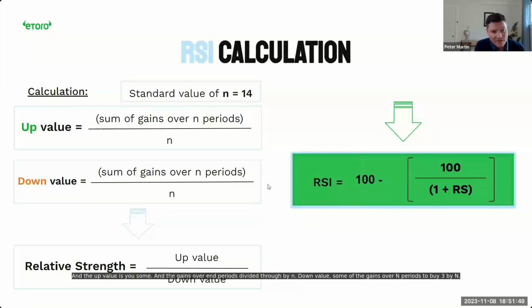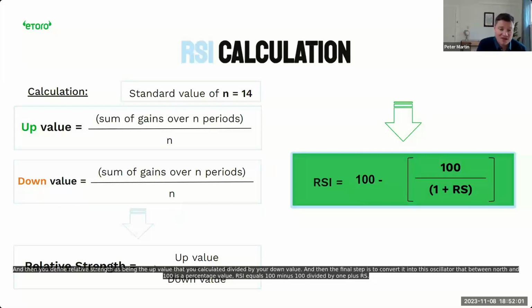And the up value is you sum the gains over n periods, divide it through by n. The down value, you sum the losses over n periods, divide through by n. And then you define relative strength as being the up value that you calculated divided by your down value. And then the final step is to convert it into this oscillator between 0 and 100, a percentage value. RSI equals 100 minus 100 divided by 1 plus RS.